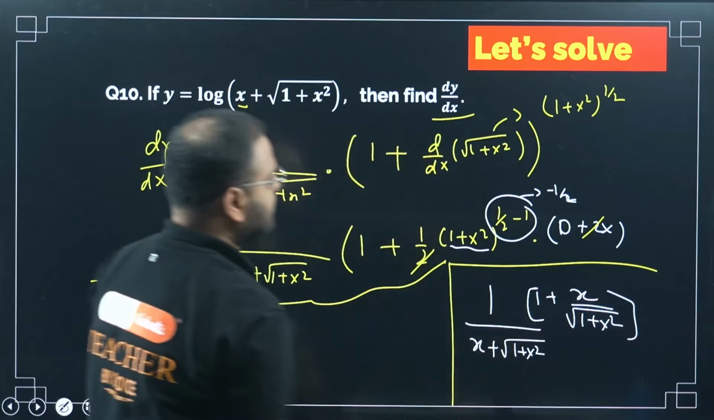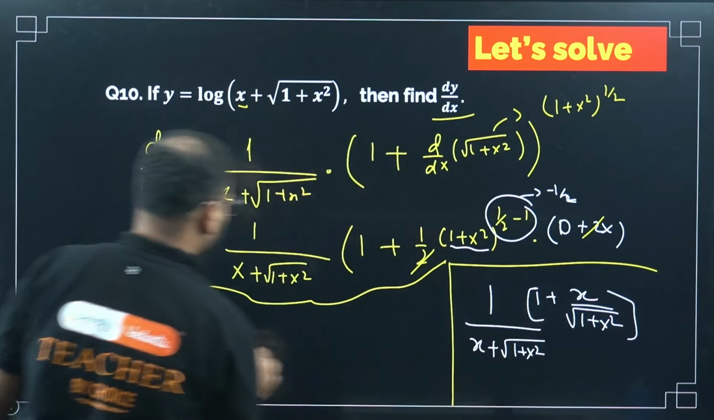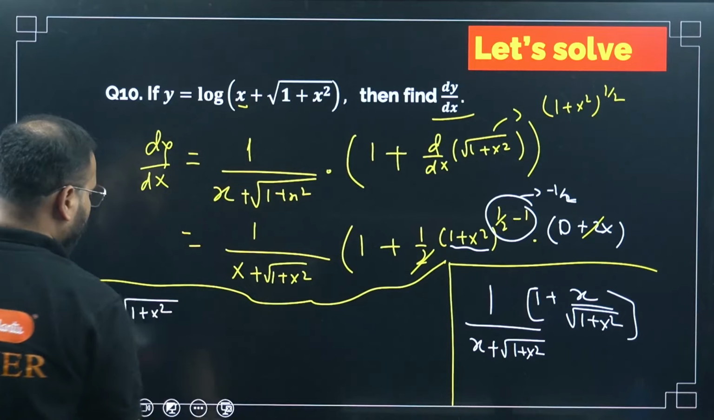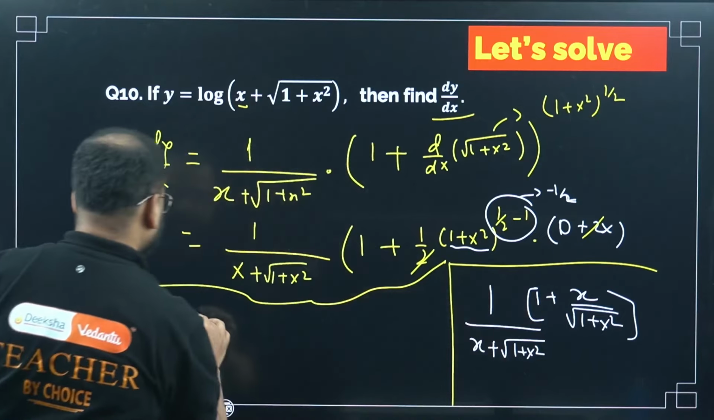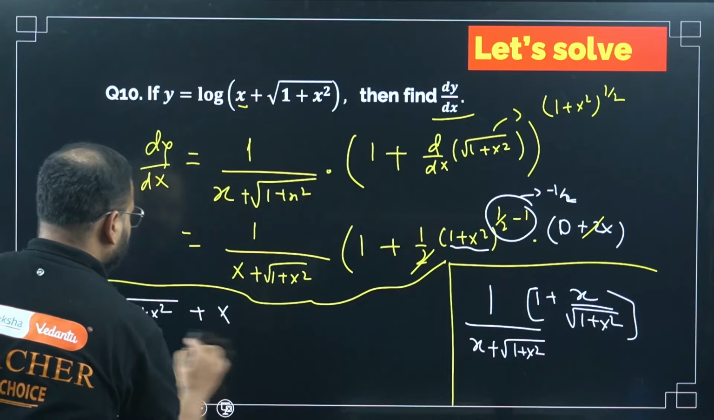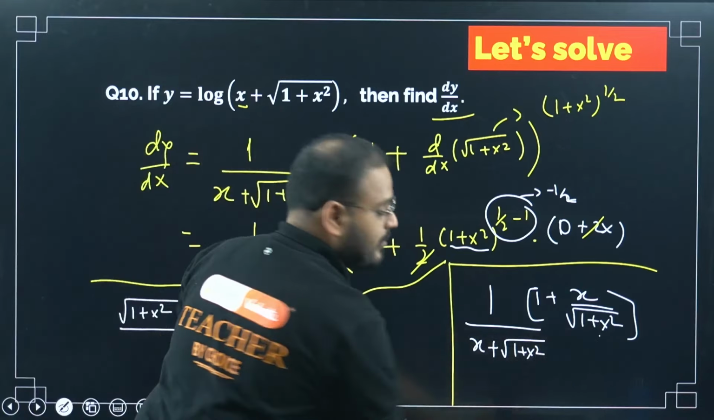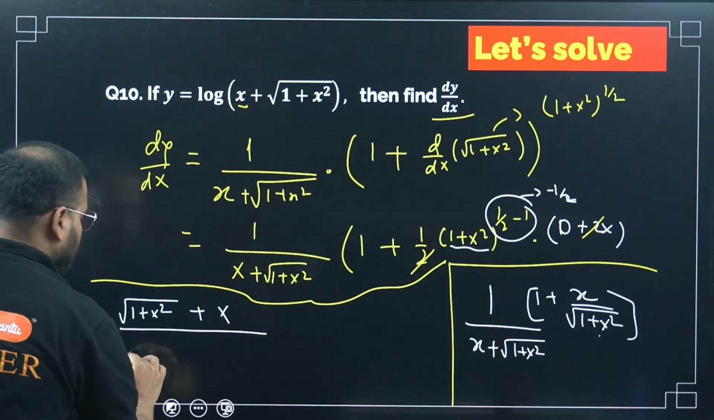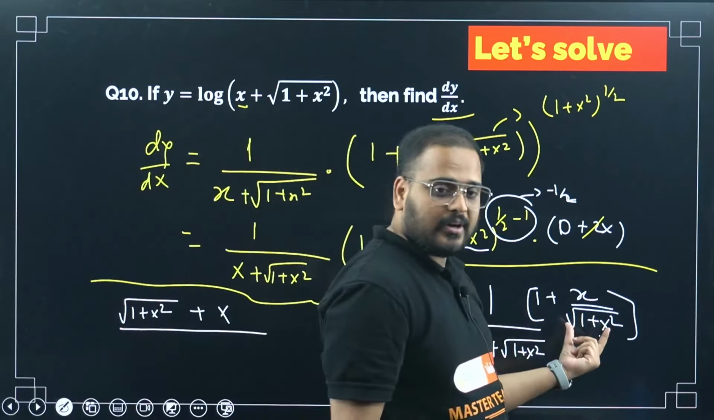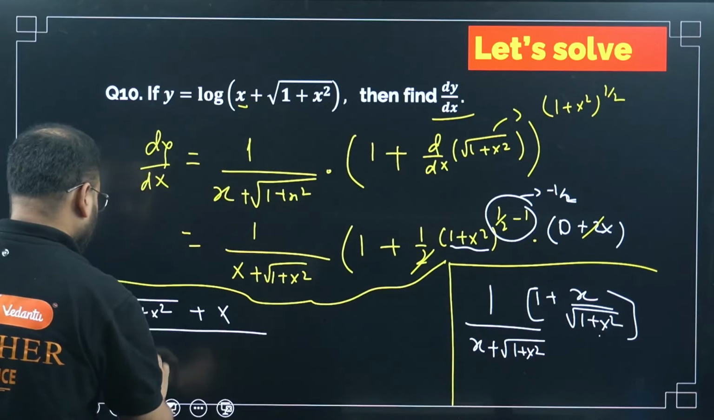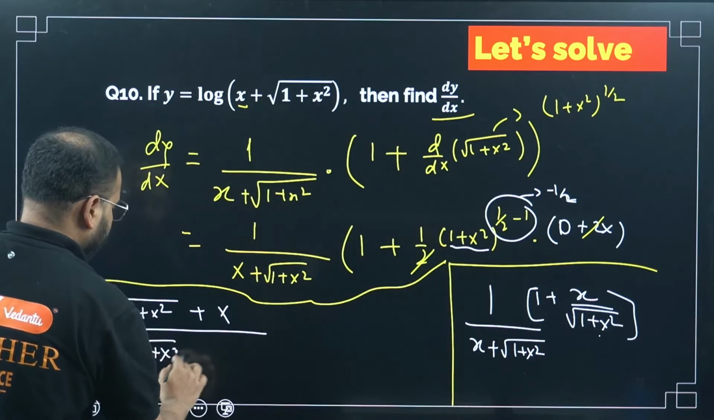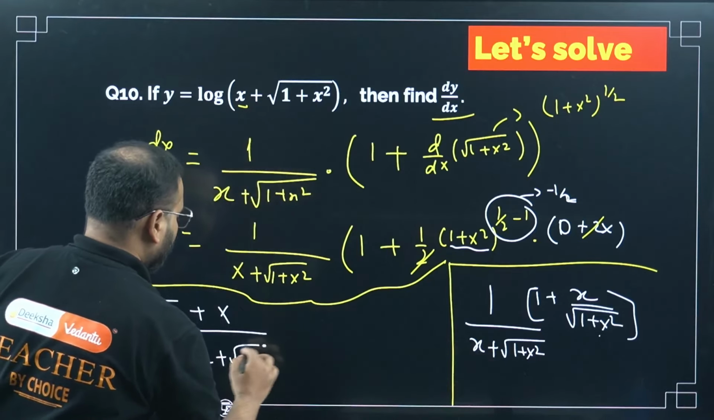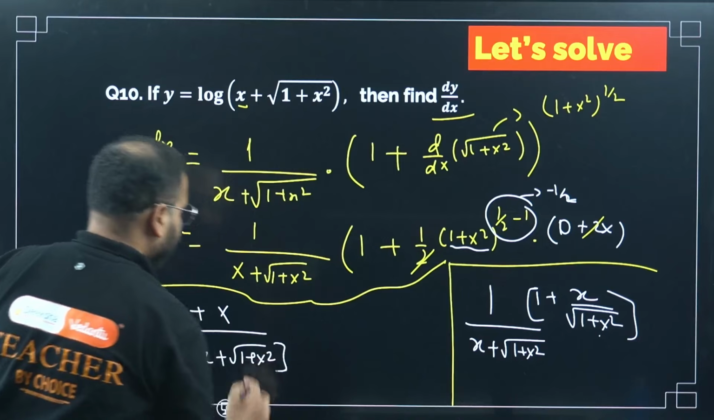Now please take LCM on this side. Take LCM over here, it will become what? I'll get it as 1 plus x square plus x, divided by the LCM root of 1 plus x square, which comes in the denominator like this. Please check. And this will be what? This denominator x plus root of 1 plus x square. Now please check.